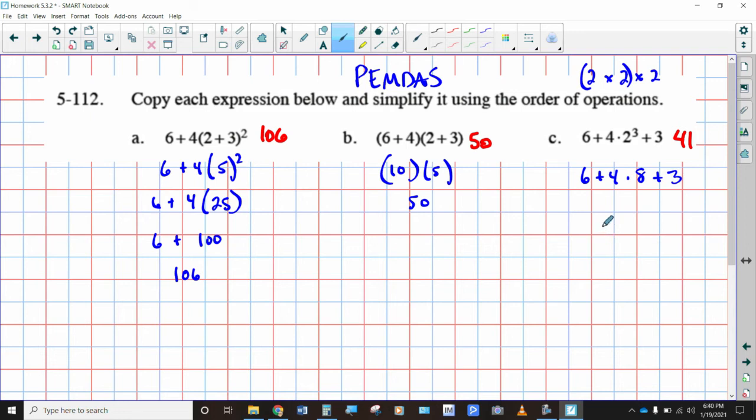Now, the second most common mistake is people get 50 for this answer because they accidentally add first before multiplying. But we don't want to add first, we want to multiply first. The reason why we added first here is because the parentheses gave this the higher priority. So we don't want to have addition as the higher priority. We want multiplication to have its normal priority. So this becomes 6 plus 32 plus 3. 6 plus 32 is 38, and 38 plus 3 is 41. So our final answer here is 41.